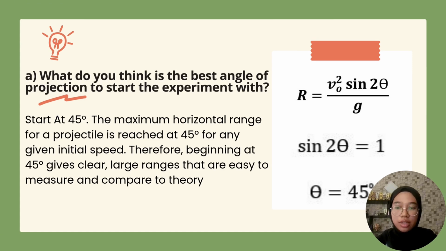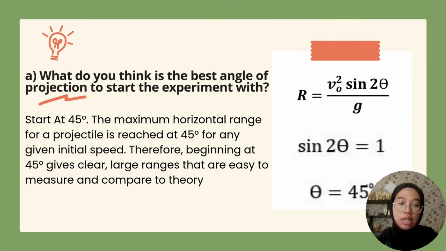For the first question, what do you think is the best angle of projection to start the experiment with? We should start the experiment at 45 degrees. This is because the maximum horizontal range for our projectile can be reached at 45 degrees for any given initial speed. Therefore, starting with 45 degrees gives clear, large ranges that are easy to measure and compare to theory.